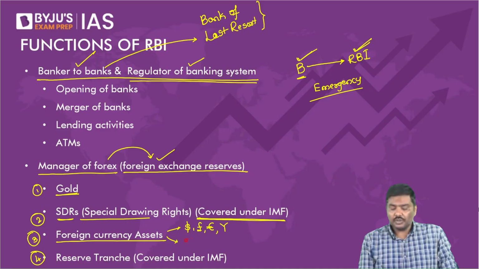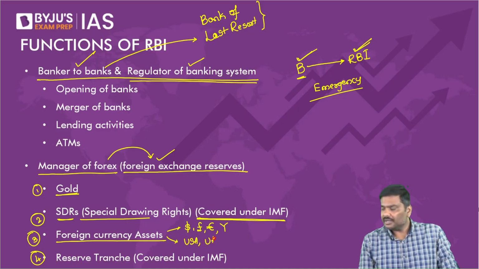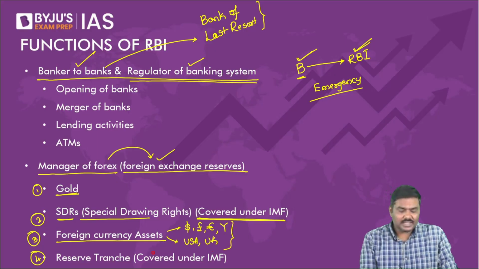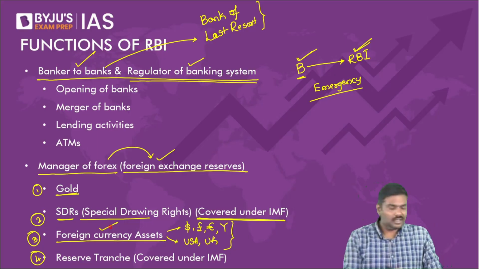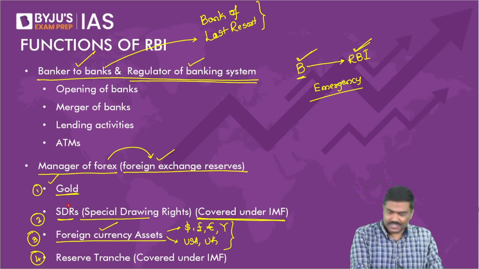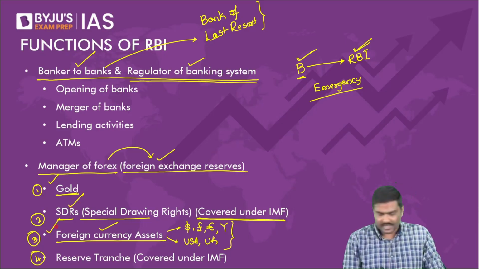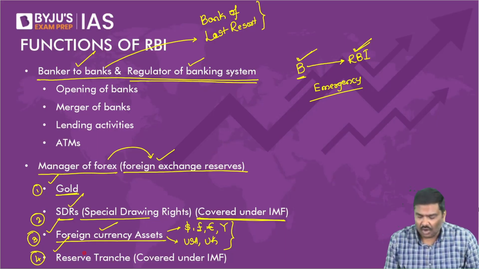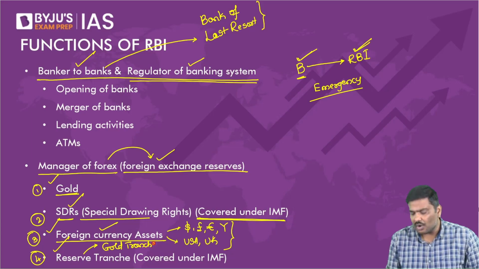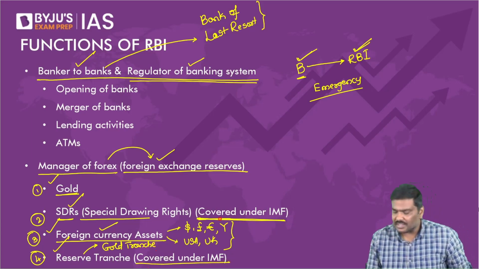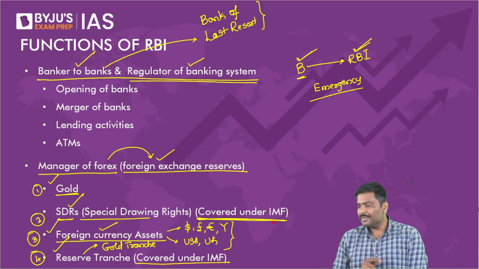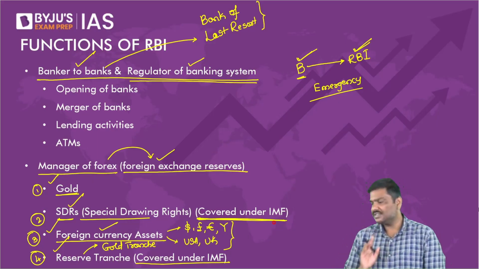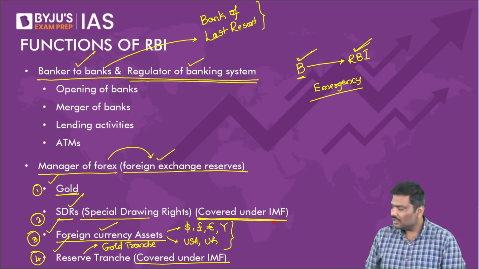In addition to this, what if RBI is purchasing government bonds of the USA government, UK government, etc.? Can I say all of these are foreign currency assets? Let me know. All of these are foreign currency assets, right? So one is gold, second one is SDR, third one is foreign currency assets, and the fourth one is a reserve tranche, also referred to as gold tranche. We will cover this as well as SDR separately under IMF. Any problem with what I've discussed?